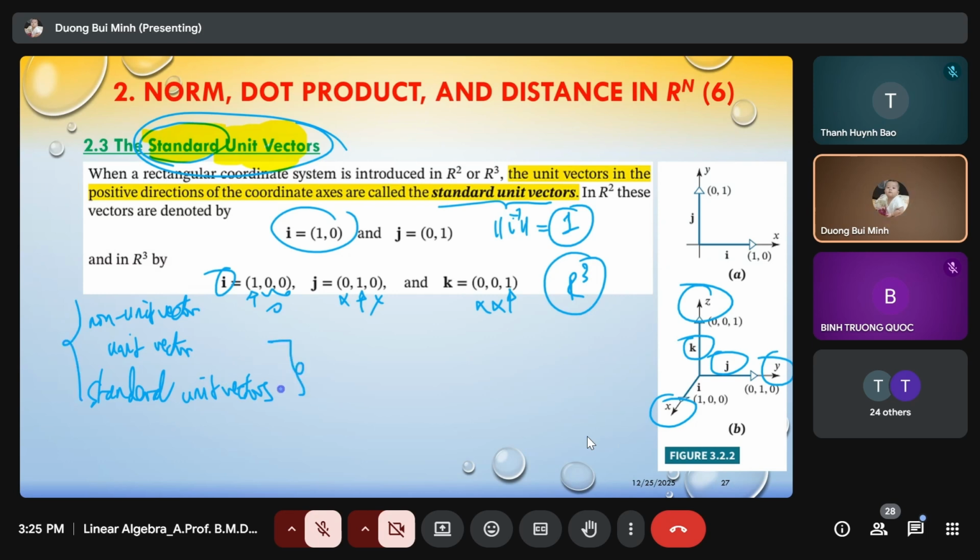Unit vectors and standard unit vectors, the length of them will be 1, but for standard unit vectors one element is 1 and the other will be 0. For unit vectors we don't need that. For the unit vector we just make sure the norm of it is 1, that's enough. But for standard we need to consider element by element. Only one element is 1, the other elements will be 0s.